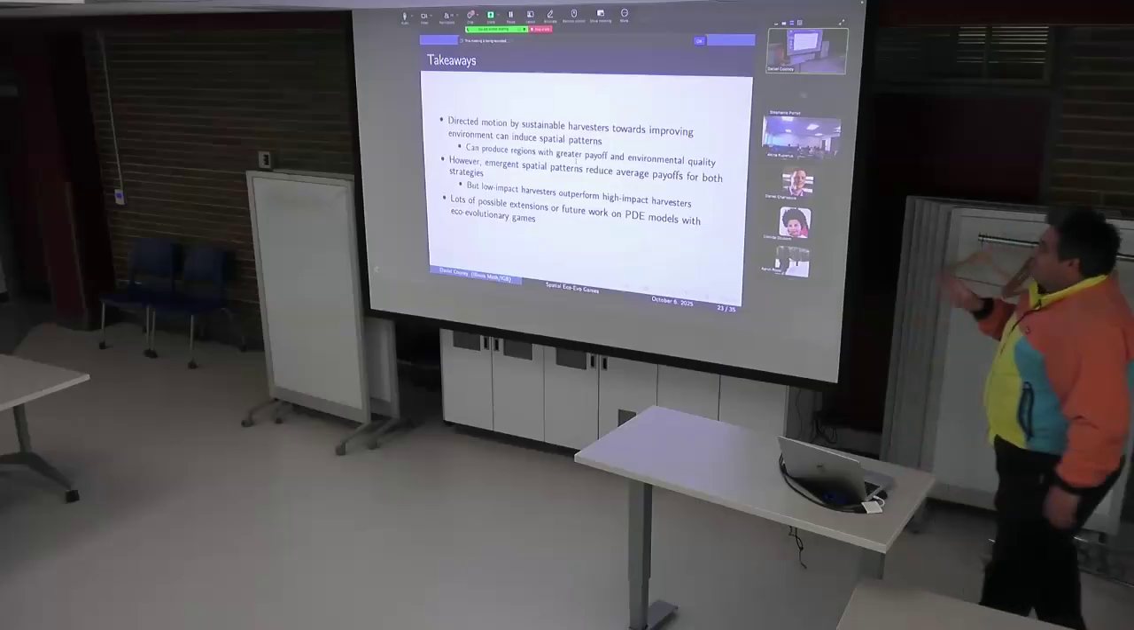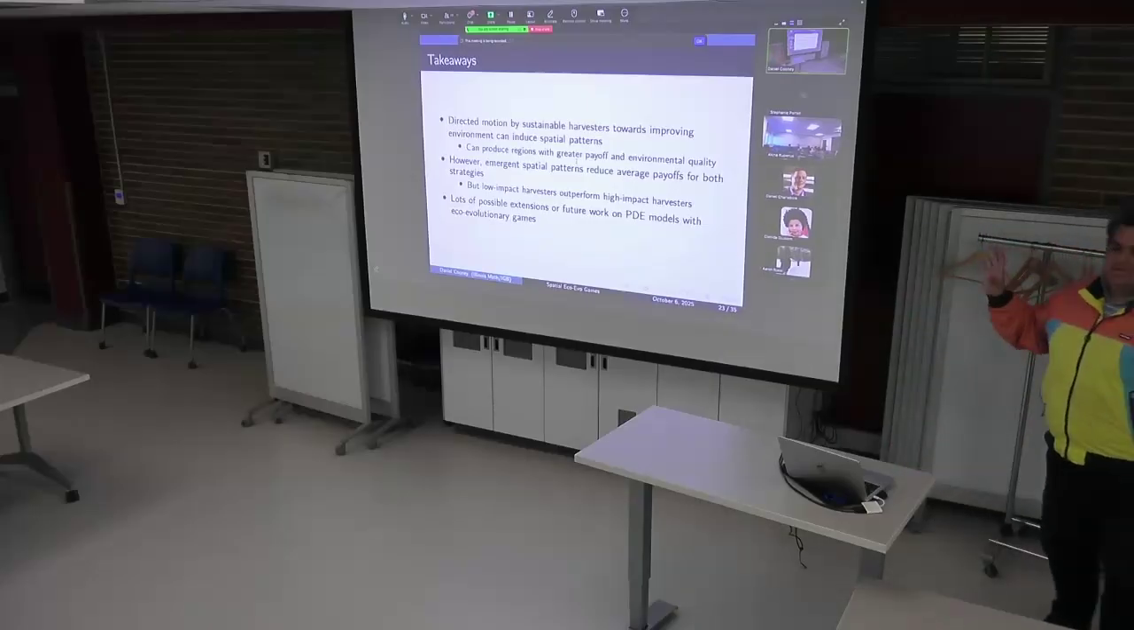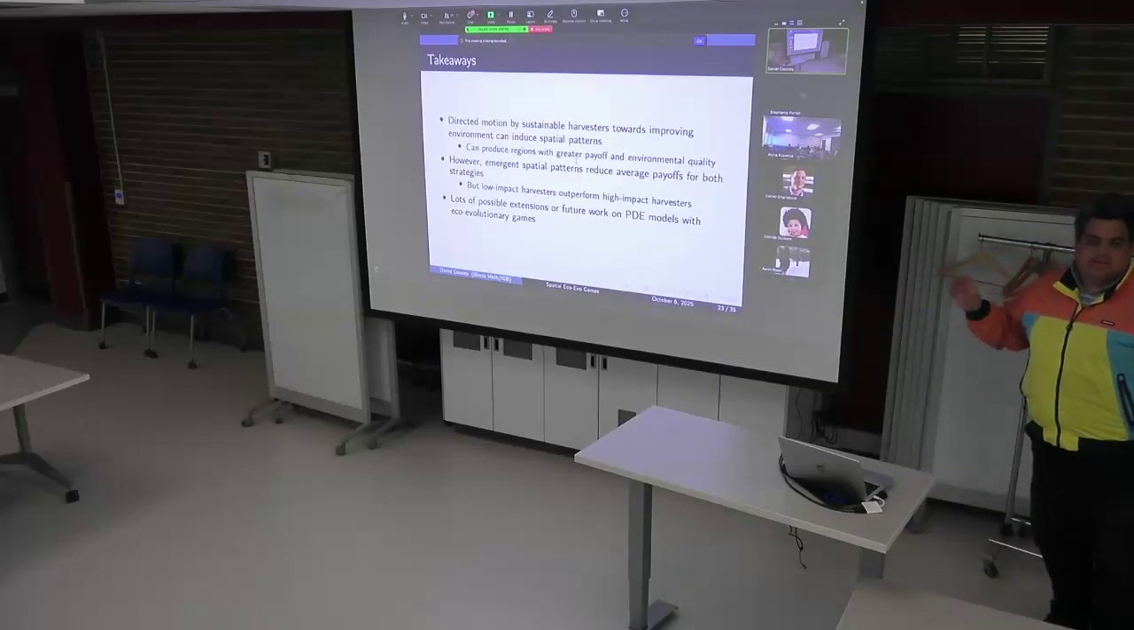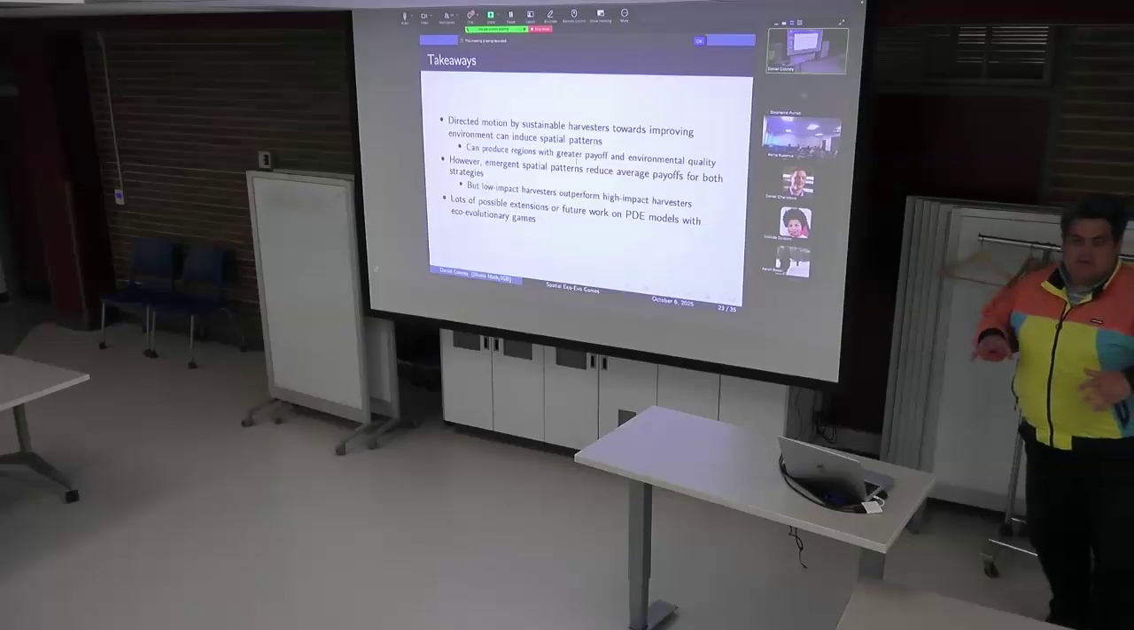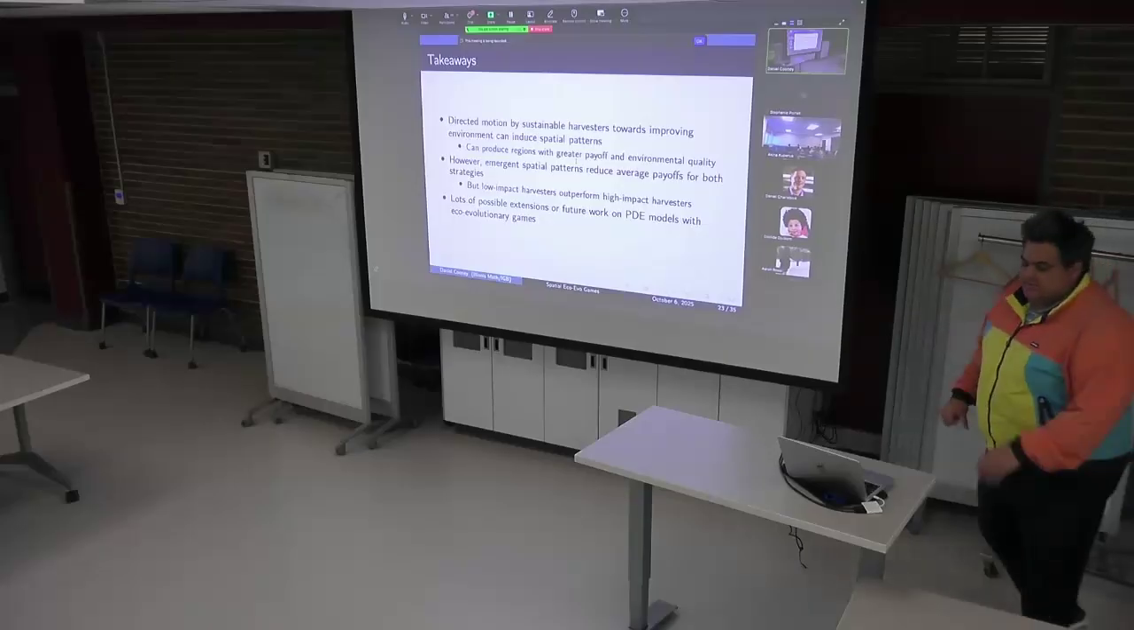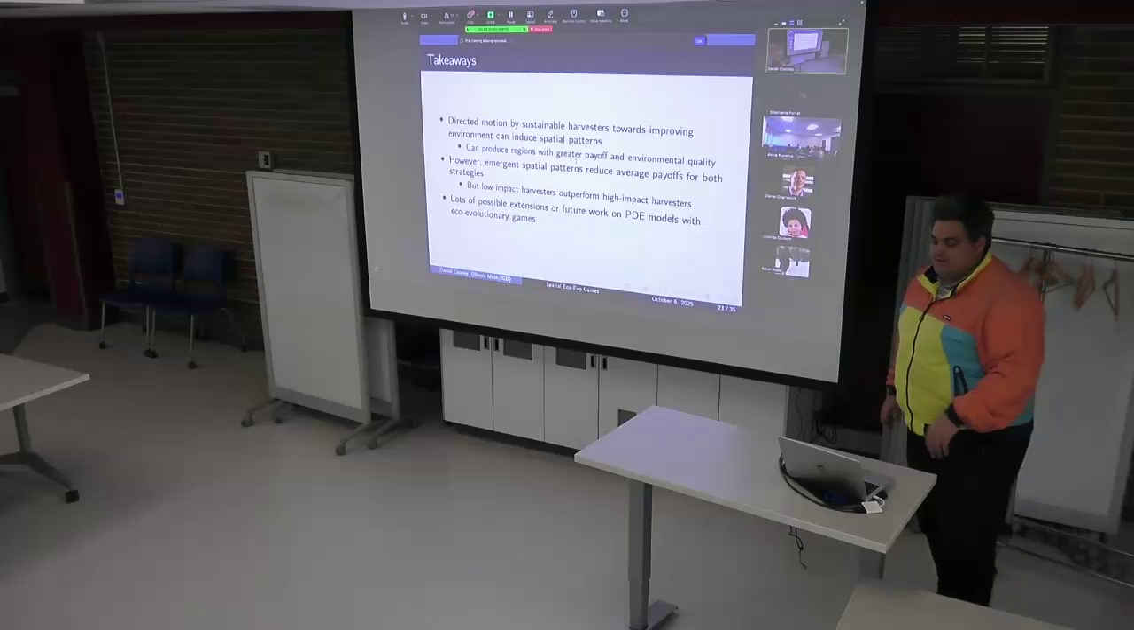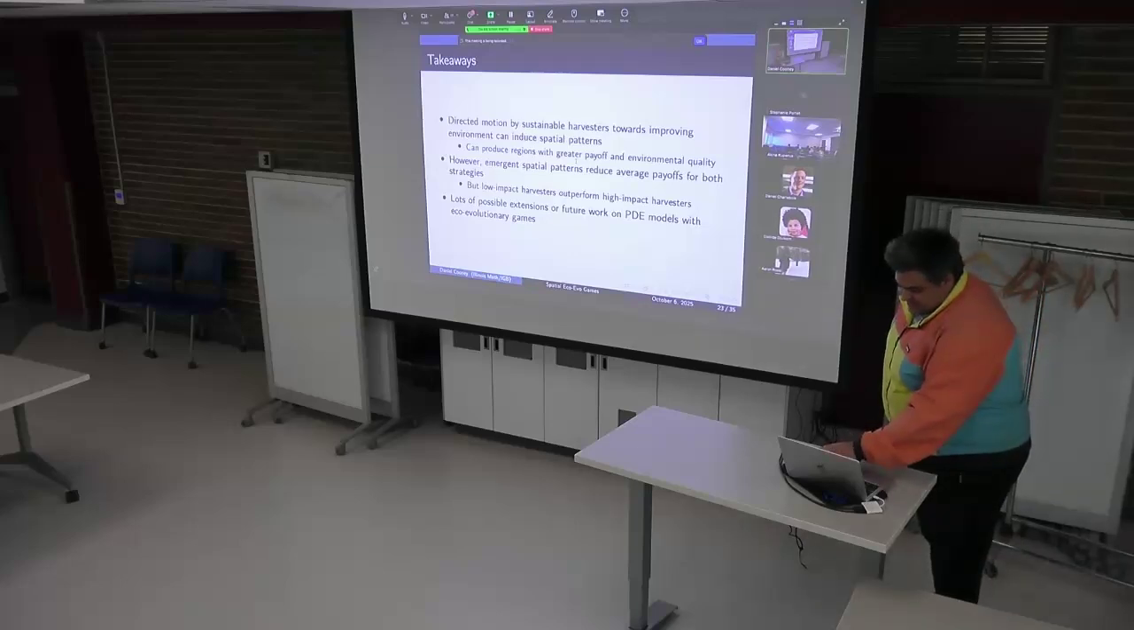And I've neglected to mention this model also can display a Turing instability when the cheaters diffuse much more than the cooperators, and we have no directed motion at all. So there are lots of really interesting feedbacks in these models that might be interesting to explore.